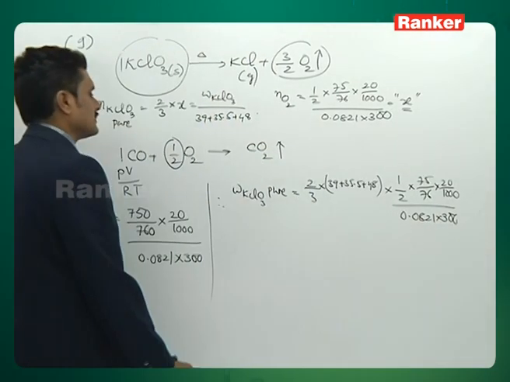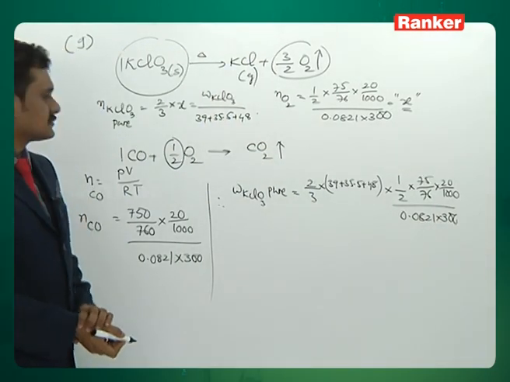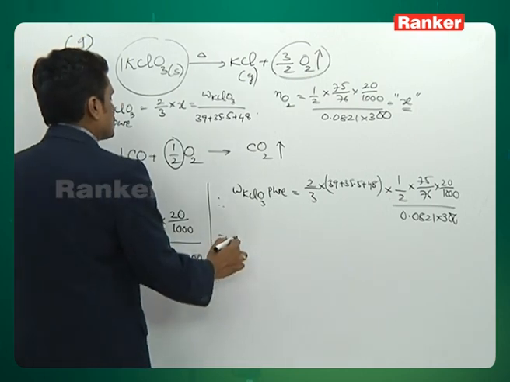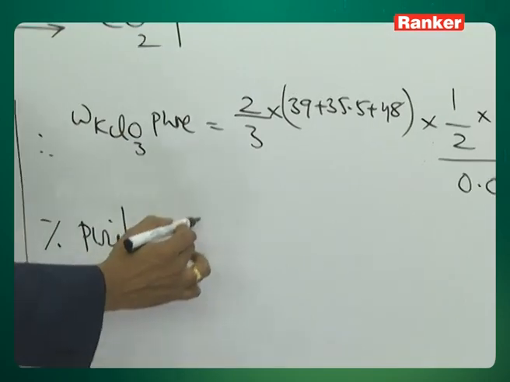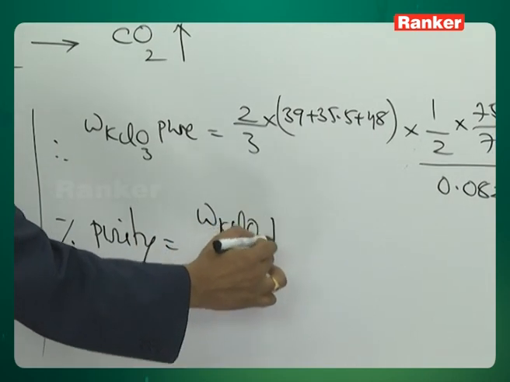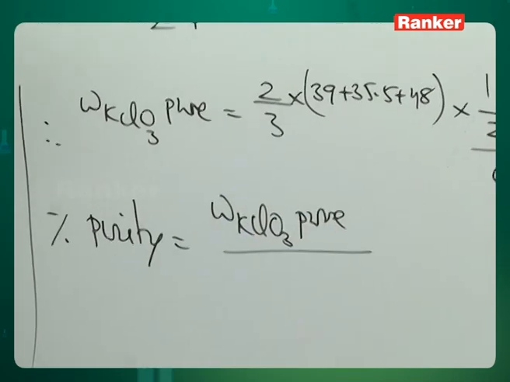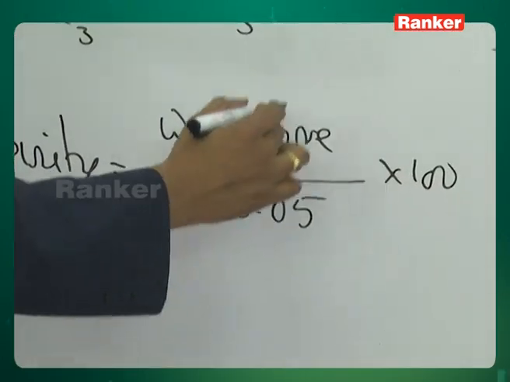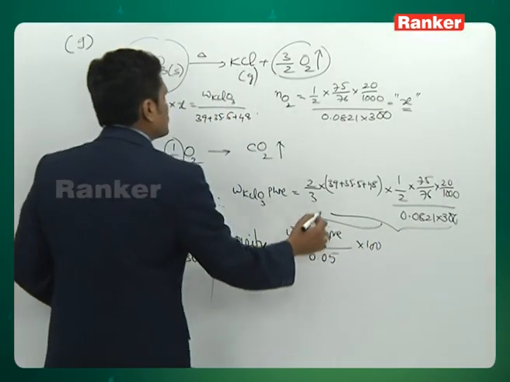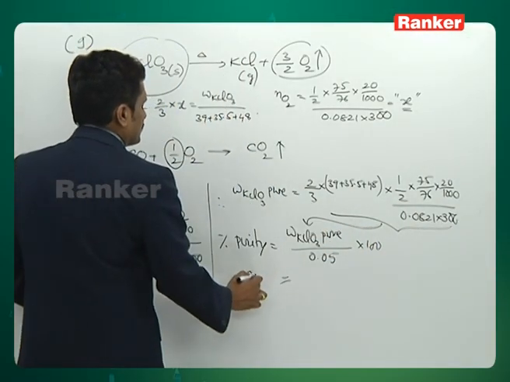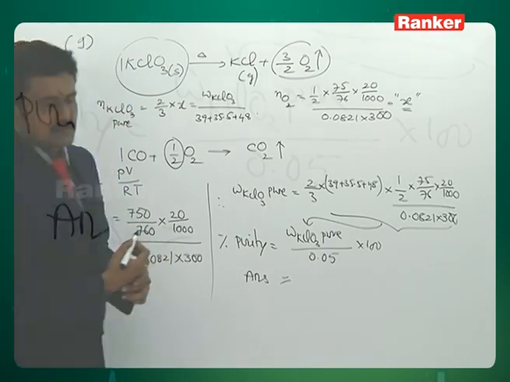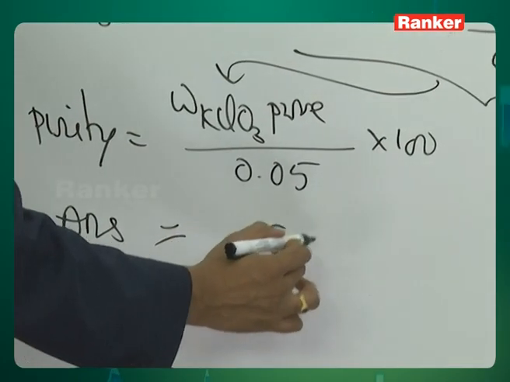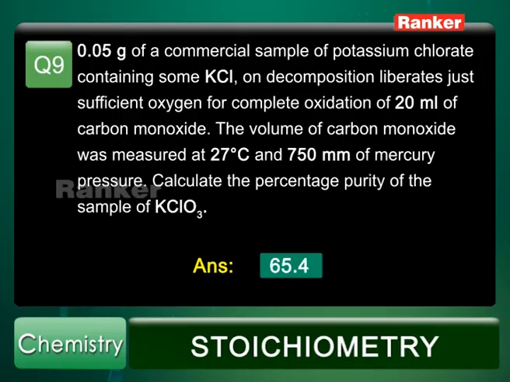So now this is the weight of pure KClO3, and the percentage purity of the sample is equal to weight of pure KClO3 by total weight of the sample, which is given as 0.05 gram, into 100. We substitute this value here to get the answer as 65.4%. That means this commercial sample has only 65.4% purity of KClO3.